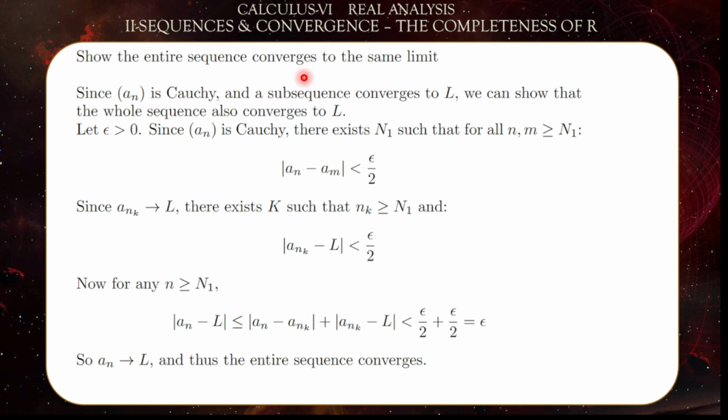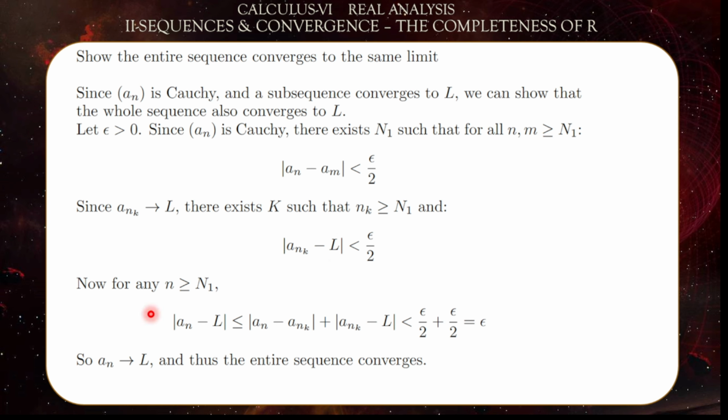Show the entire sequence converges to the same limit. Since a_n is Cauchy and a subsequence converges to L, we can show that the whole sequence also converges to L. Let epsilon be greater than 0. Since a_n is Cauchy, there exists N1 such that for all n, m greater than or equal to N1, the absolute value of a_n minus a_m is less than epsilon divided by 2. Since a_nk approaches L, there exists k such that n_k is greater than or equal to N1 and the absolute value of a_nk minus L, so that would be half of the epsilon, is less than epsilon divided by 2.